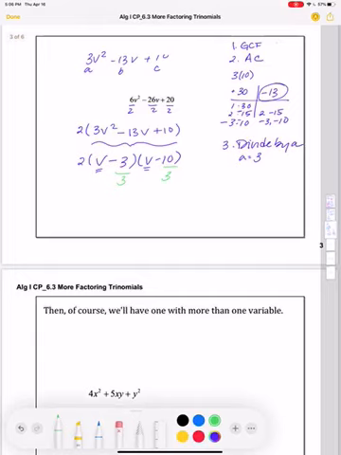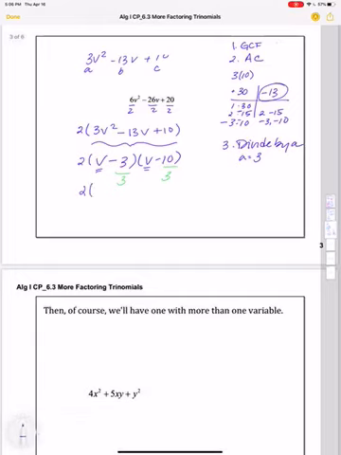So I have my 2, doesn't go anywhere. This divides evenly, it's 1, so it's v minus 1. And this doesn't divide, doesn't reduce, so that comes up in front of here, so we have 3v minus 10. And here's your final answer.